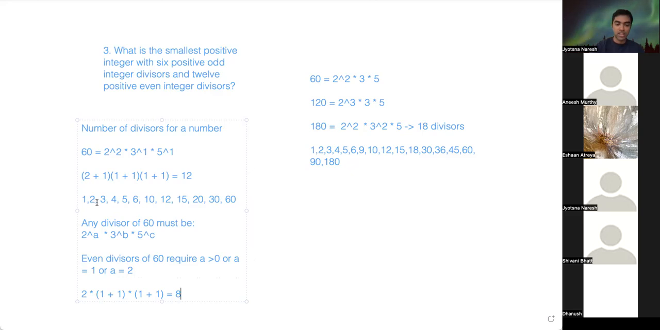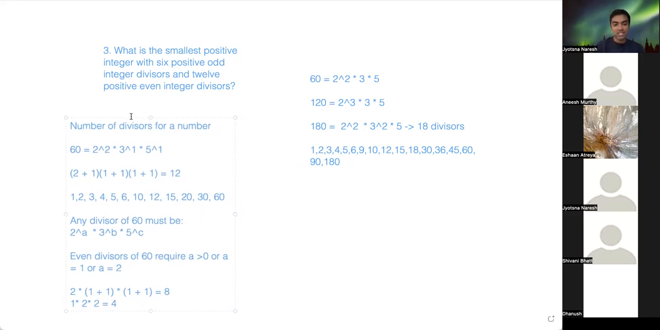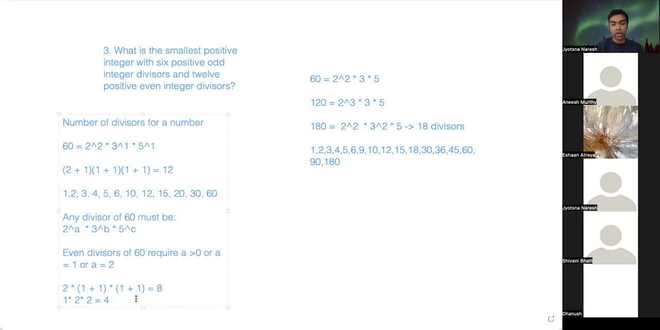And we can double check that here, 2, 4, 6, 10, 12, 20, 30, 60. And the remaining are when a is 0. So that's only one case times 2 times 2. So there's 4 odd divisors. So this is nice because now we essentially kind of have a formula for finding the number of odd divisors of a number and the number of even divisors of the number.